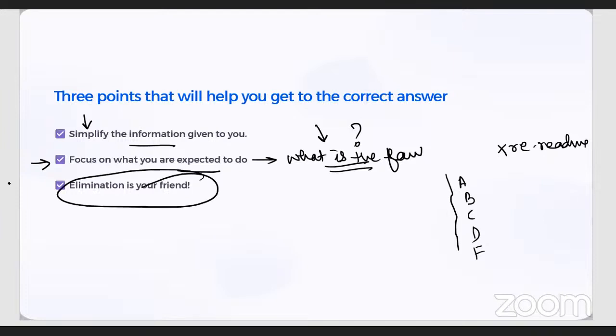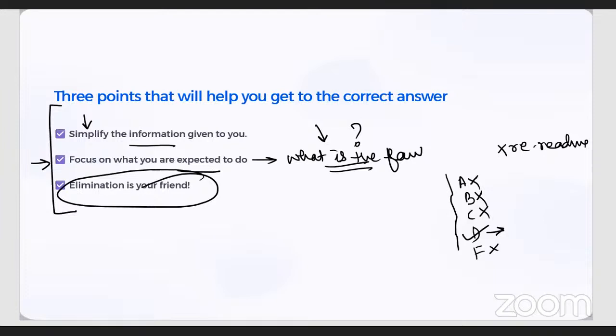Always, always, always, elimination is your friend. The GMAT is an exam of elimination. Focus on what doesn't work. Because many a time you might know that, hey, this doesn't work, this doesn't work, this doesn't work, this doesn't work. I don't know about this, but if I've eliminated the remaining four, the fifth has to be my answer. These are points for you to remember no matter what the question type is.